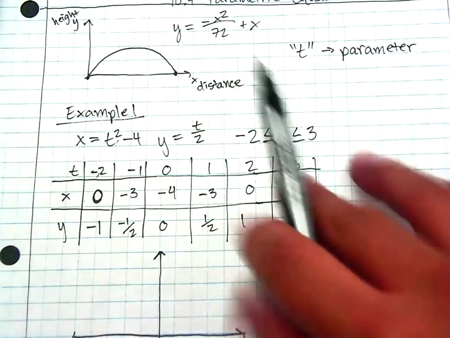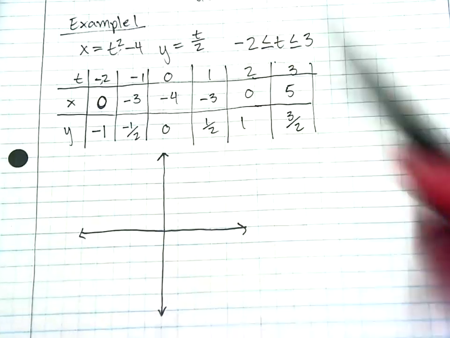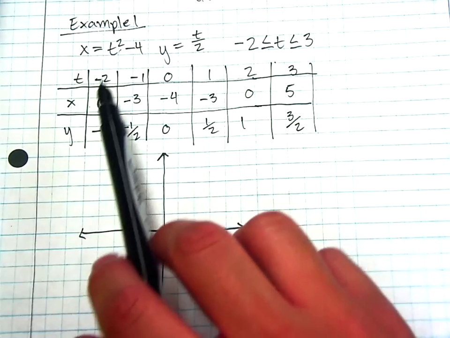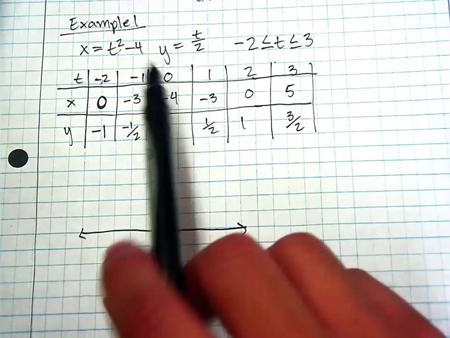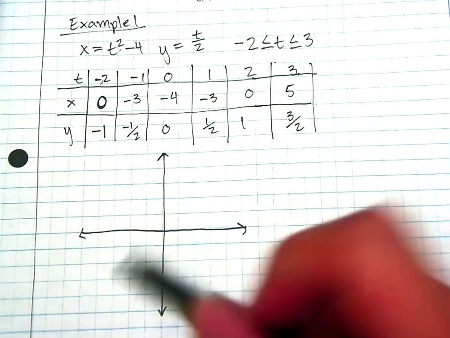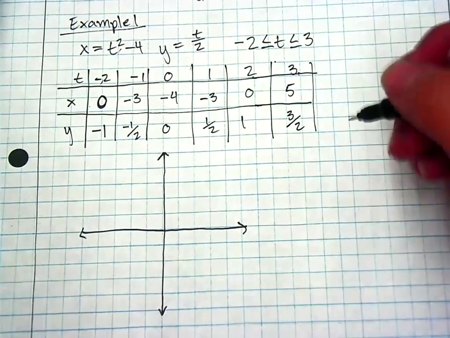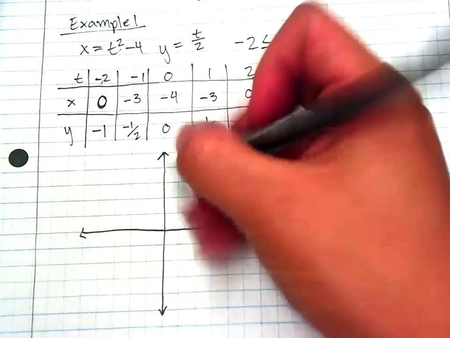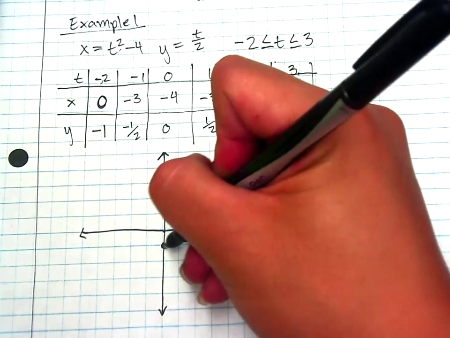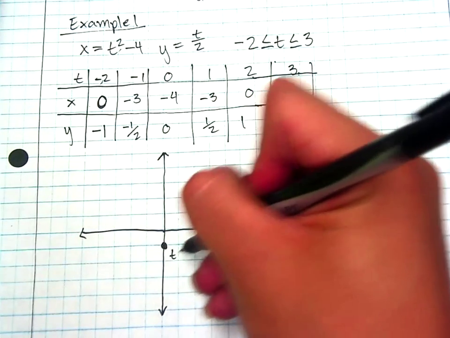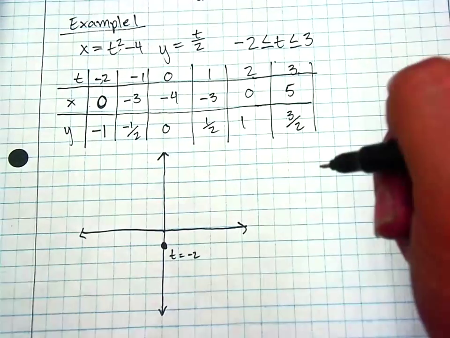Right, so based on this function that I have right here, at a certain time, -2, I'm at a certain point. At a time of 3, I'm going to be at a completely different point based on my parametric equation. We're going to go ahead and graph each one. So here, 0, -1. That's when t is equal to -2.